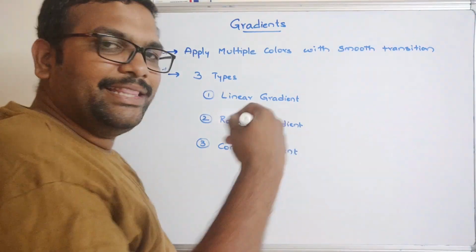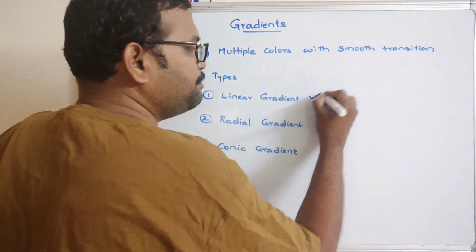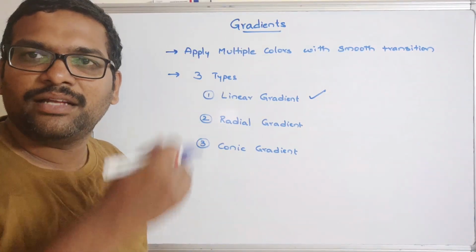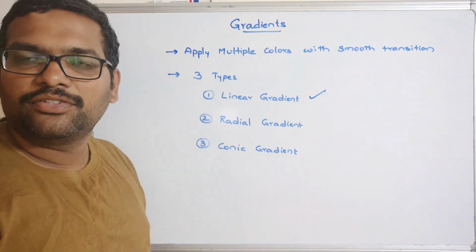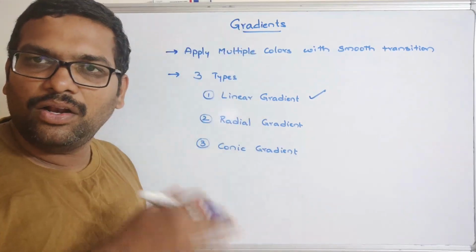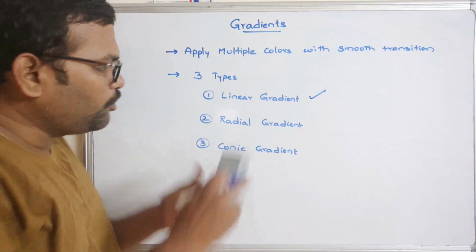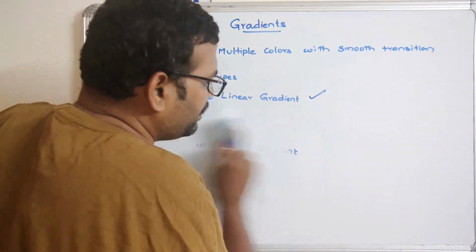So first, in this session we will see what is meant by this linear gradient. Actually, linear means a line, a straight line. That can be in a horizontal or a vertical or some diagonal position, right? So we will see that linear gradient right now.